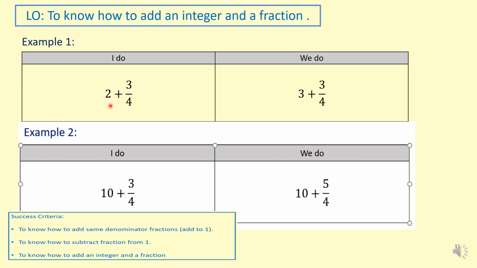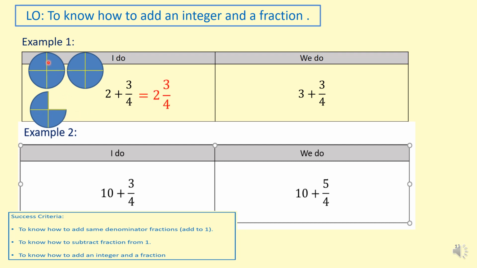First of all, I'm going to draw two circles, two wholes being shaded: a whole shape being shaded on the first one, and a whole shape being shaded on the second one as well. So that shows me two wholes, and I have 3/4 as well, 3/4 of the shape being shaded. How many do I have in total? I have two wholes and 3/4.